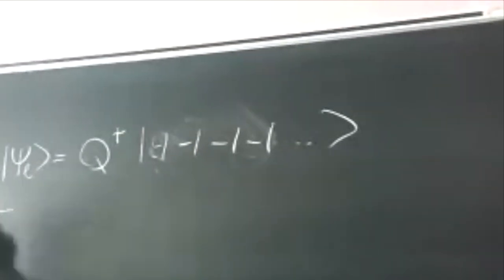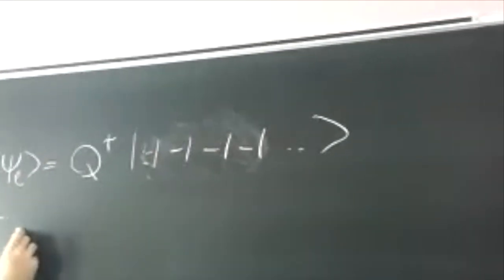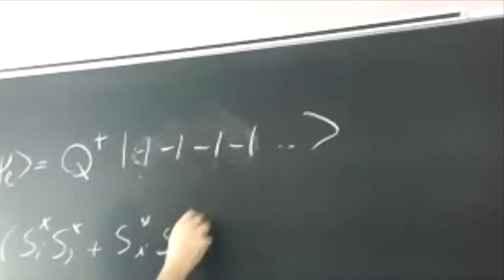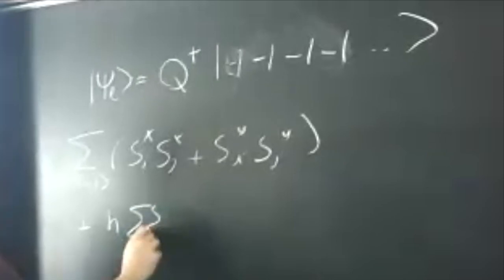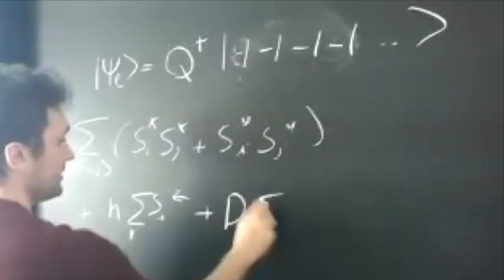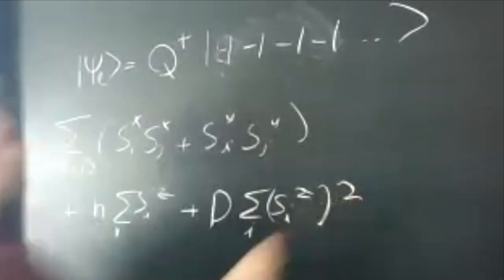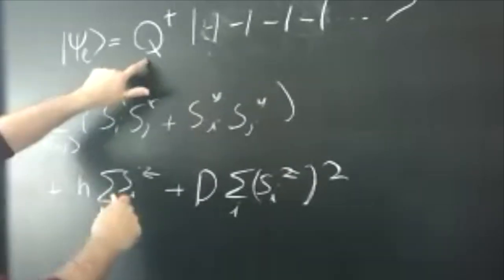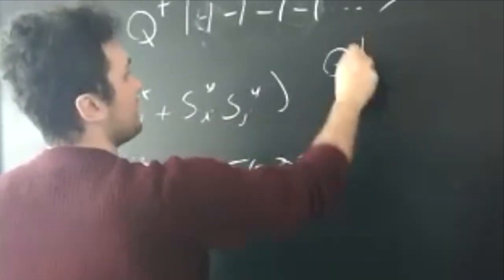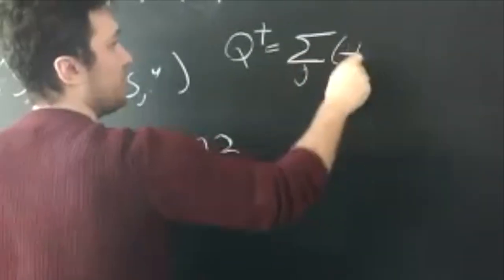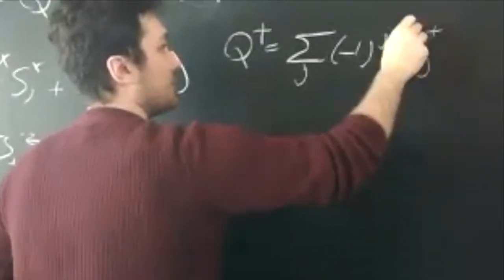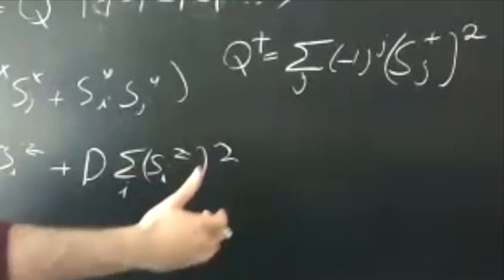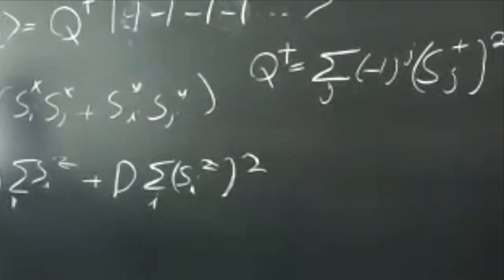So let me write down the Hamiltonian. We have the sum over all possible neighbors <i,j> of S_i^x S_j^x plus S_i^y S_j^y, plus h times the sum over i of S_i^z, plus D times the sum over i of (S_i^z)^2. Right. Now it turns out that in the spin-one XY model, the scar states are generated by a Q dagger that looks like this: Q dagger is the sum over j of (-1)^j times (S_j^+)^2. These are the scar states, and when you apply this Q dagger on this state, it gives you another state, and so on, and these correspond to eigenstates of the Hamiltonian that violate the ETH.